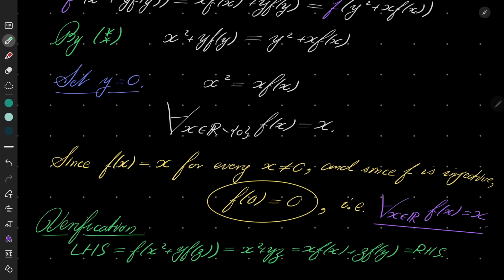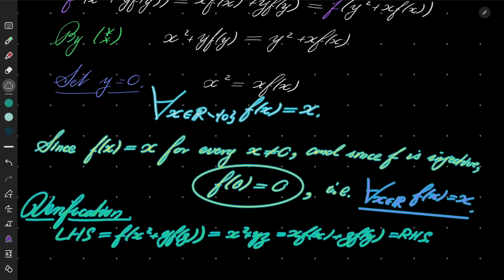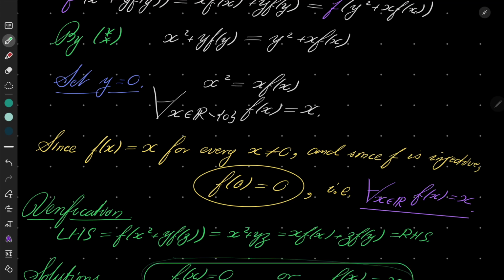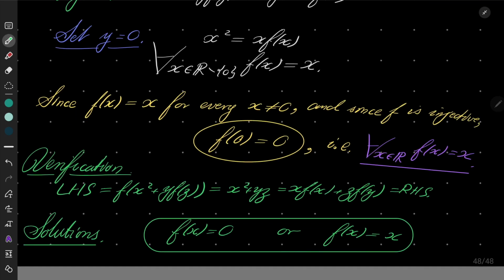So all in all, we have two solutions. I don't want to start a new page, so I will put everything a bit higher. So our solutions: in fact, we have only two solutions, either f of x equals 0 for every x, or f of x just equals x for every x. And that is it. We have exactly two solutions.